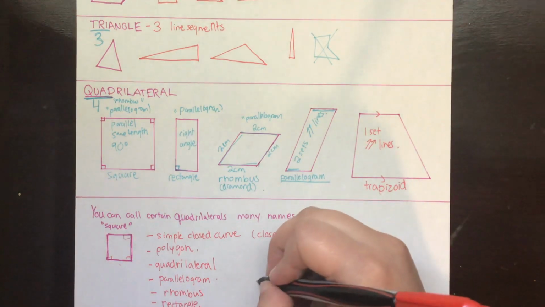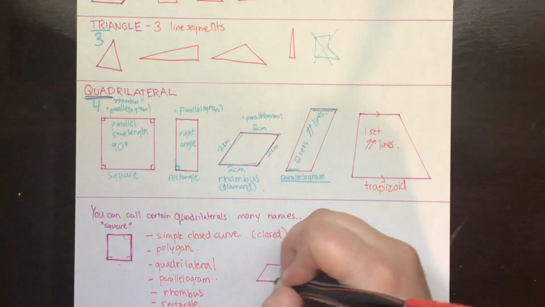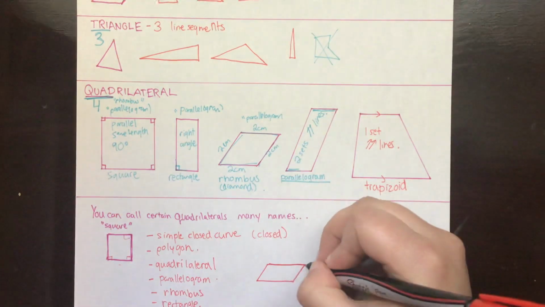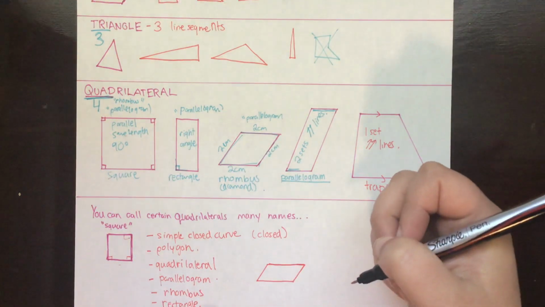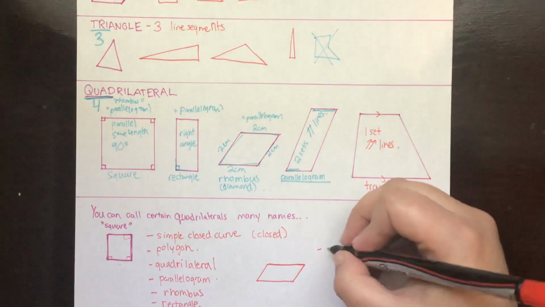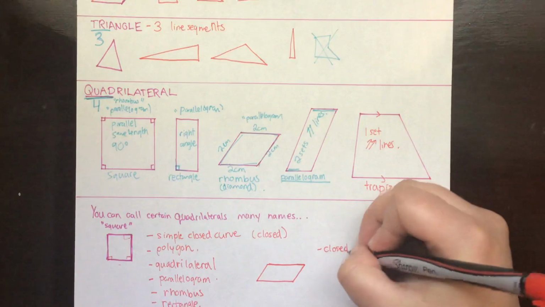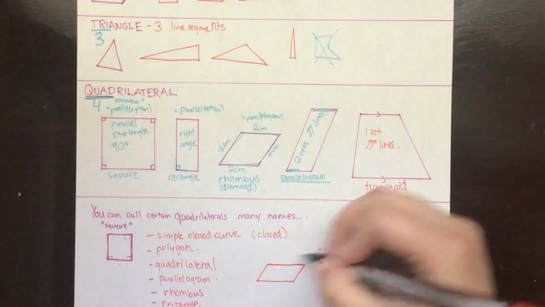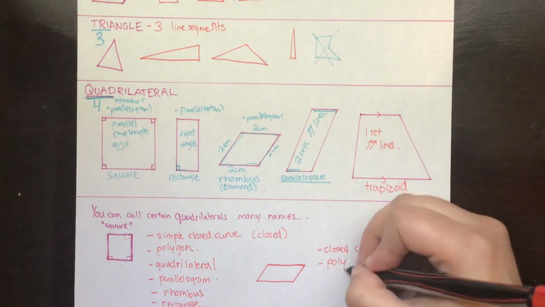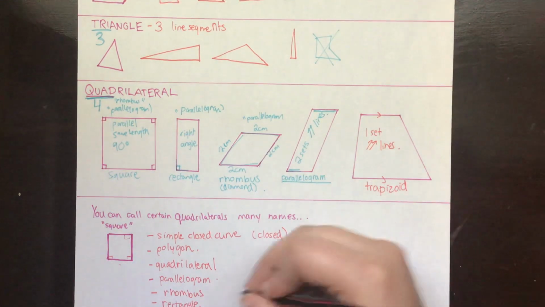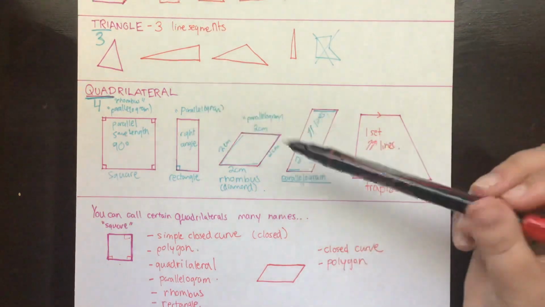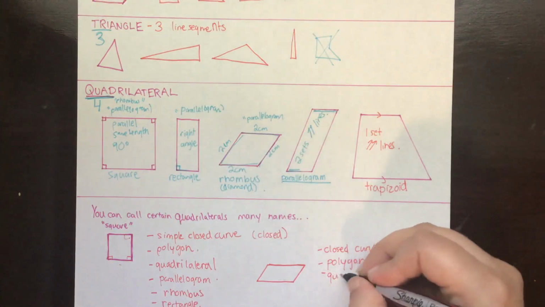I'm going to draw a shape here. Okay, so here's our shape. Let's see how many names we can come up with for this. So first of all, we know it is a closed curve because there's no openings, it's all connected. We also know that it is a polygon. Why? Because all the sides are straight. It has 1, 2, 3, 4 sides, so it's not a triangle, it must be a quadrilateral.